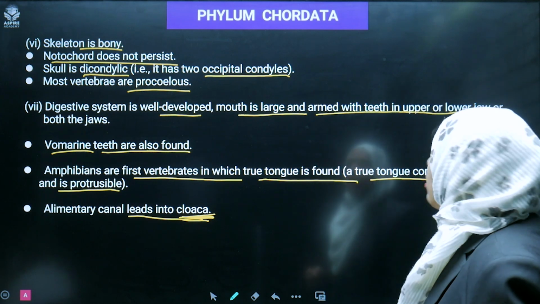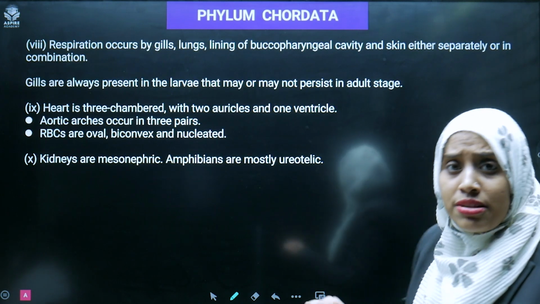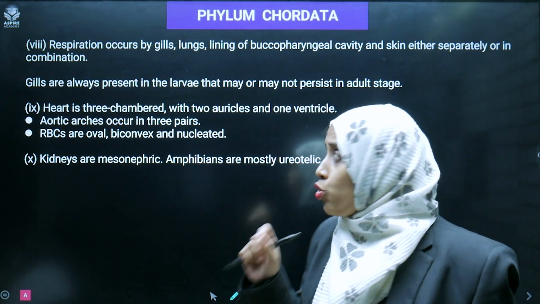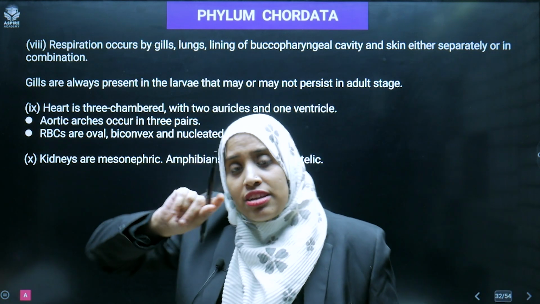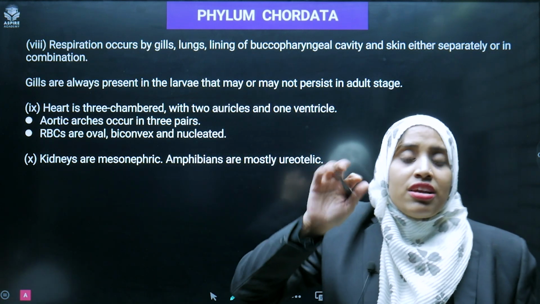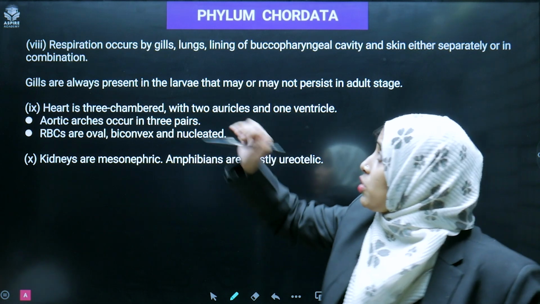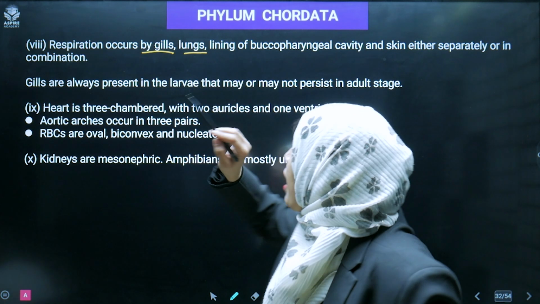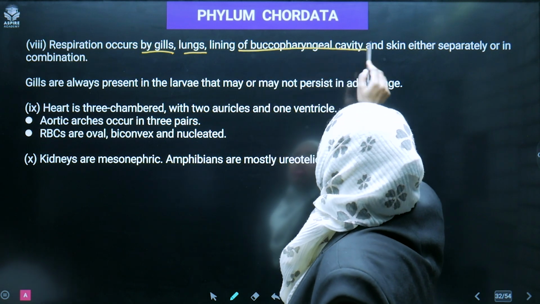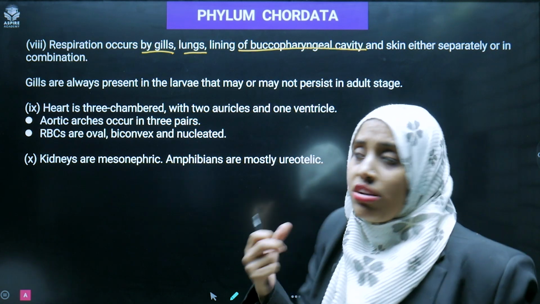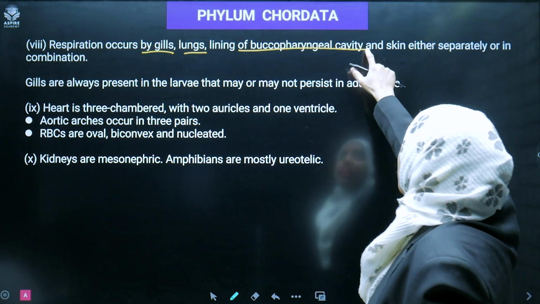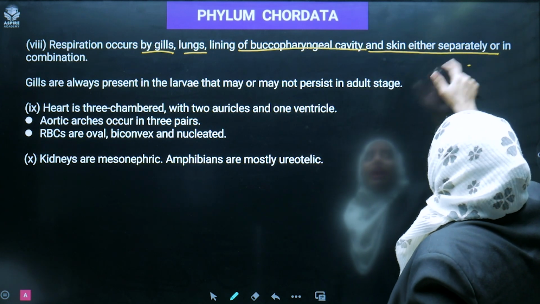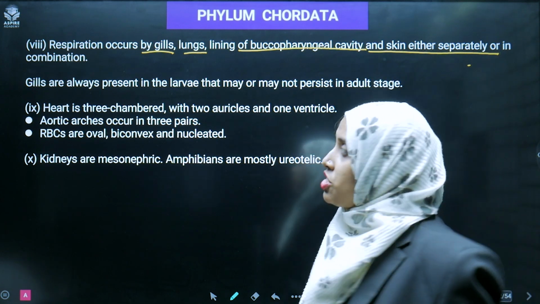Okay. Now respiration occurs fish like amphibia. Fishes के जैसा उनके पास गिल्स होता है, ठीक है. तो फिशेस के जैसा वो गिल्स से भी ब्रीथ कर सकते हैं. स्किन के थ्रू क्यूटेनियस रेस्पिरेशन होता है, ठीक है. रेस्पिरेशन गिल्स, लंग्स ऑल्सो एंड लाइनिंग ऑफ बक्कोफायरेंजियल कैविटी. फायरिंक्स रीजन पे क्या होता है, बक्कोफायरेंजियल कैविटी एंड द स्किन के थ्रू भी वो रेस्पिरेशन करते हैं, आइदर सेपरेटली और इन कॉम्बिनेशन.